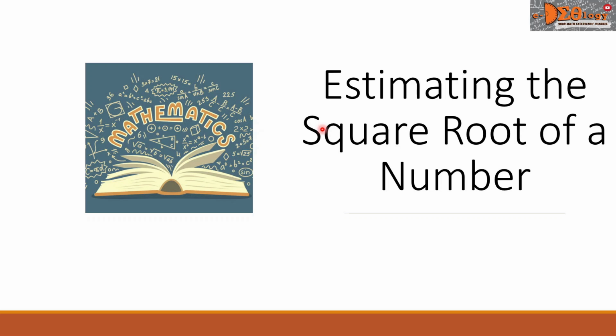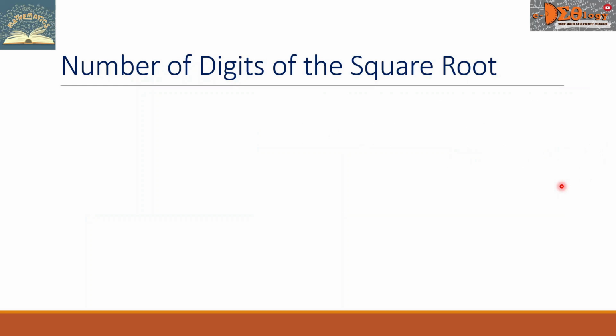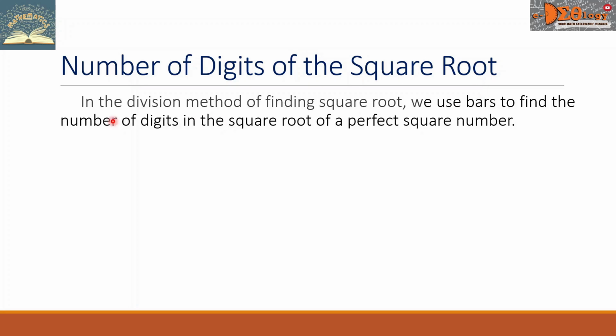Hi everyone. Today we're going to study estimating the square root of a number. Let's look at the number of digits of the square root. In the division method of finding square root, we use bars to find the number of digits in the square root of a perfect square number.